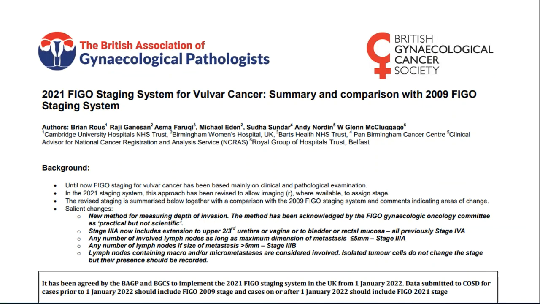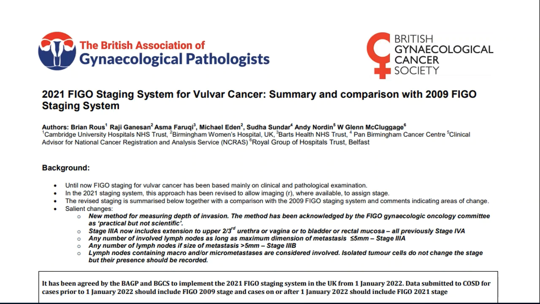The following slides will show the summary of the latest 2021 FIGO staging system for vulvar cancer and its comparison with the 2009 FIGO staging system. Until now, FIGO staging of vulvar cancer has been based mainly on the clinical and pathological examination. In the 2021 staging system, this approach has been revised to allow imaging, where available, to assign stage. What are the salient changes? There is a new method adopted for measuring the depth of invasion, which I have described previously.